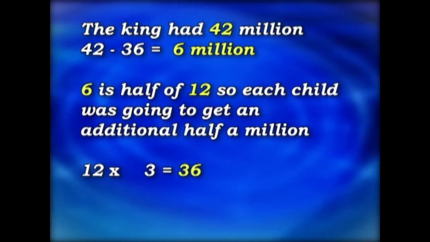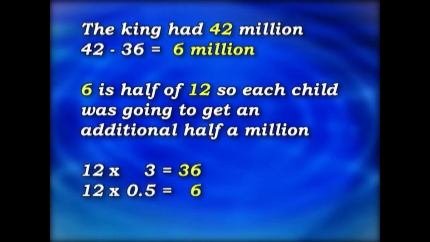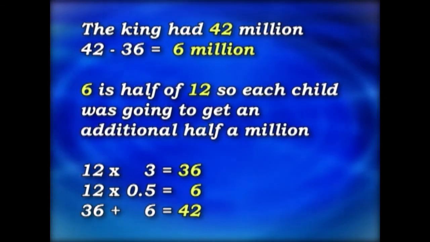12 times 3 is 36. 12 times 0.5, that's a half, is 6. 36 and 6, that makes 42. You with me so far?